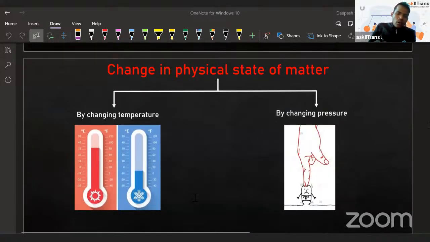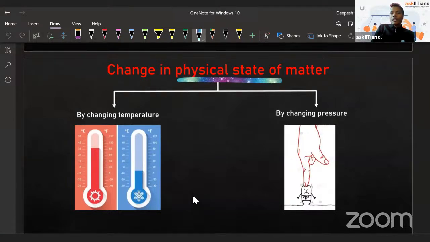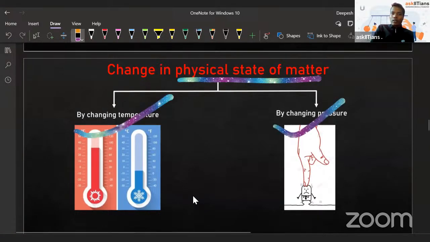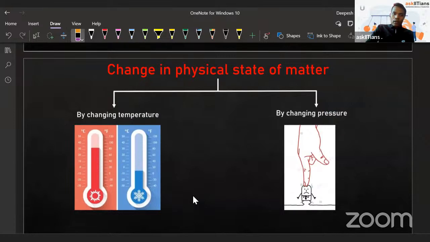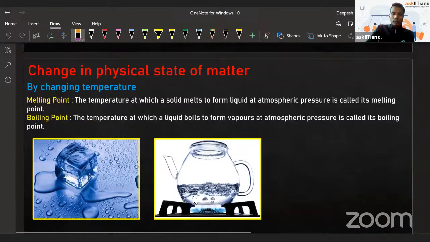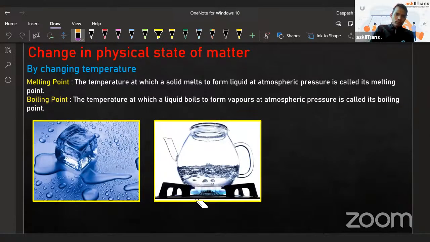Now, you have learned in smaller grades that if you want to change the physical state of matter, if you want to go from solid to liquid, liquid to gas, gas to solid, then you can either change temperature or you can change pressure. There are two methods to do it. We will be talking about both of them.